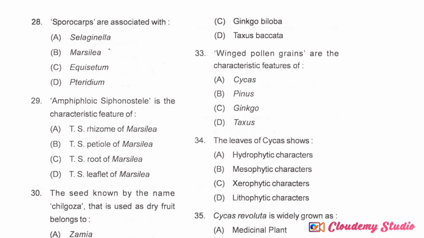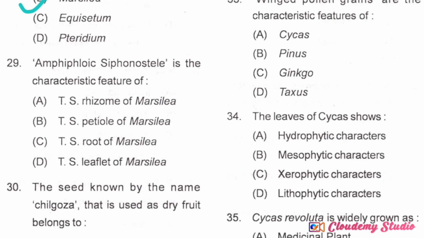Question number 28. Sporocarps are associated with Marsilea. The answer is option B. Equisetum is known as horsetail and Selaginella is known as spike moss. So we need to remember the special characteristics or names. Question number 29. The amphiphloic siphonostele is the characteristic feature of. The answer is option A, rhizome of Marsilea.